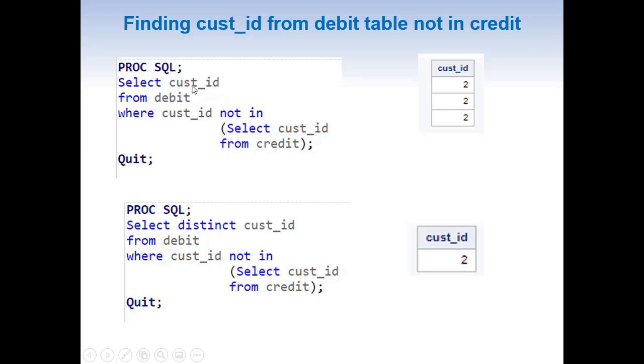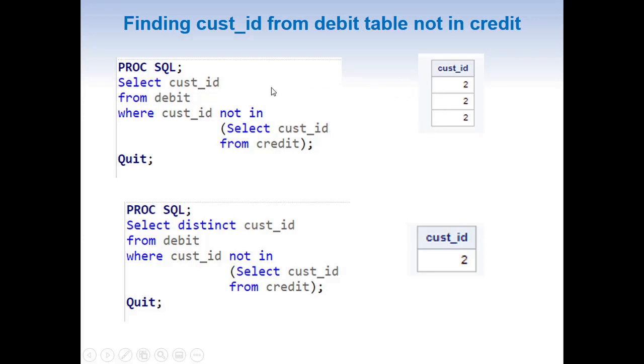What I want is to find cust ID from the debit table which is not there in the credit table. If we clearly think about this problem and try to write the code, we can write this answer in plain English. Here we are writing, please give me cust ID from debit table where cust ID is not there in the credit table. And the credit table query we have put in brackets. And we get the answer of cust ID with the value of 2. Cust ID 2 is there in the debit table but is not there in the credit table.